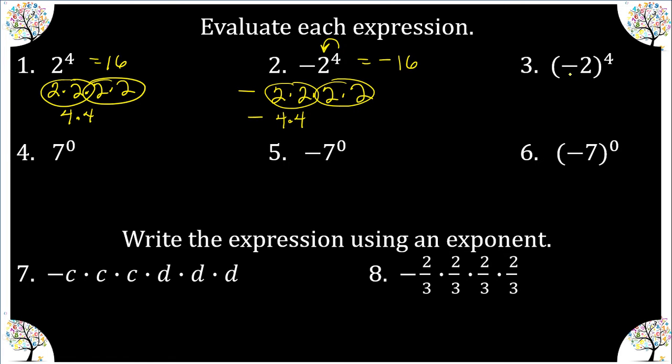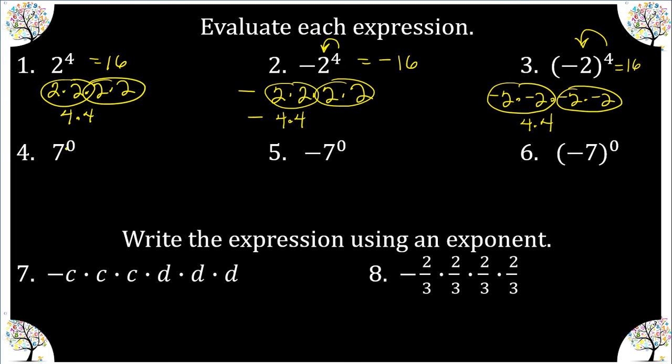Number 3, we have negative 2, in parentheses, to the 4th. So this time the negative is included with the base. So 4 is attached to the negative 2. So we do expand the negative along with the 2. So we're going to circle some pairs, and we get negative times negative is positive. So we get 4 times 4 gives us 16. So be careful whenever the negative is included or is not included.